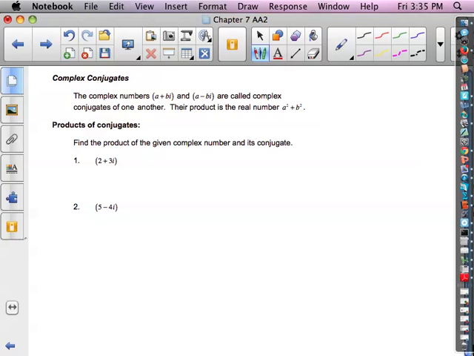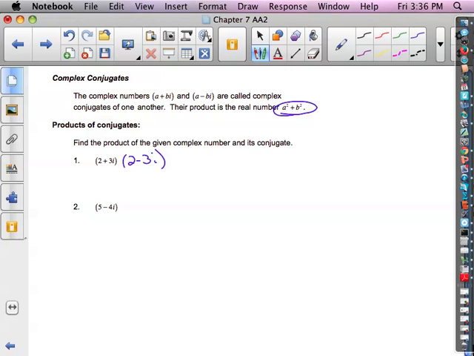We've seen conjugates before in the last section. Now the conjugate is just the opposite sign of the complex number. So if I have a plus bi, then the conjugate is a minus bi. And their product becomes a squared plus b squared, as we've seen before with radicals. So now, find the product of the given number and its conjugate. So if 2 plus 3i is the number, then 2 minus 3i is its conjugate.